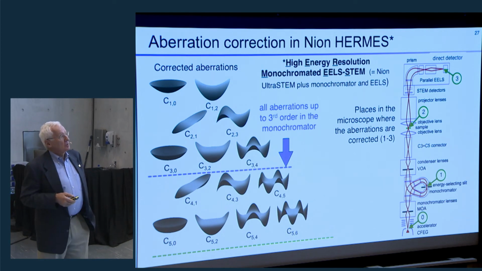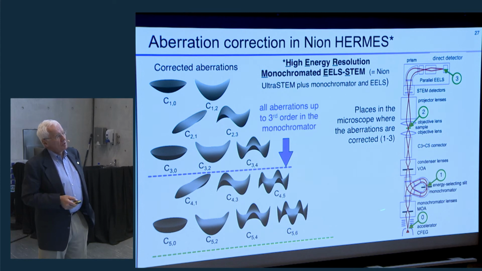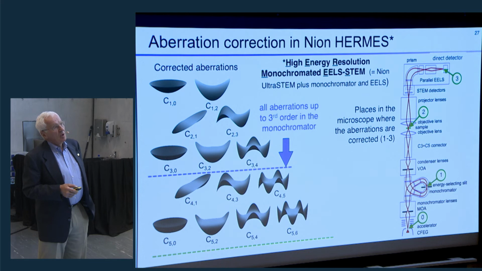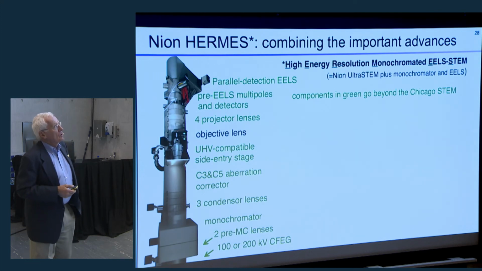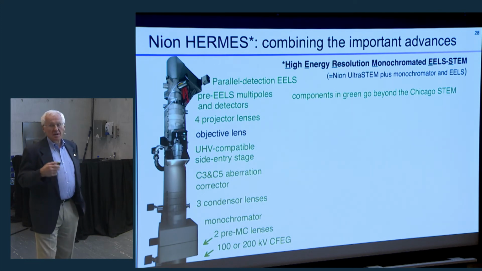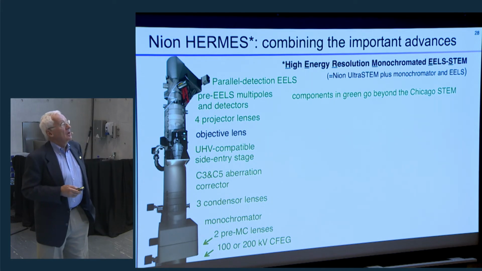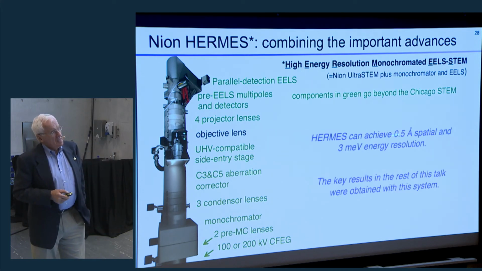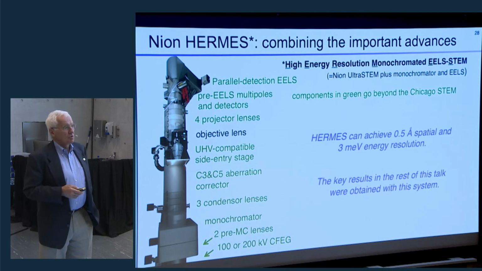So aberration correction is important. We correct all aberrations up to third order in the monochromator here, and up to fifth order at the sample and in the EELS. So the whole system looks like this, and it has gone quite a long way beyond Crewe's original STEM. And the results it can get are half an angstrom spatial resolution and 3 millielectron volts energy resolution.